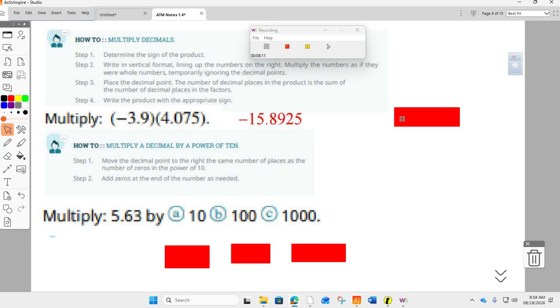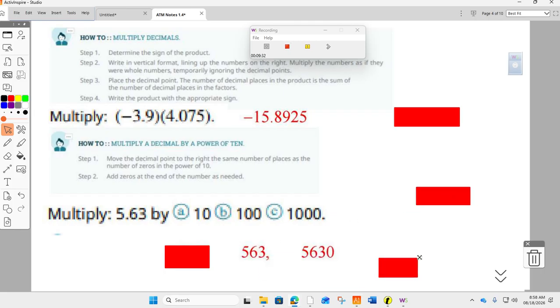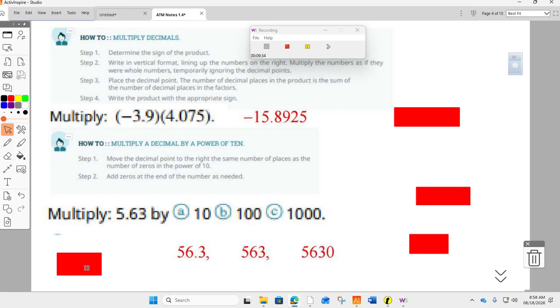So there's 1 zero, so you're going to move this decimal point one place. That's 56.3. Going to multiply it by 100. 2 zeros in 100, so there's 2 places, right? Same thing with 1,000, there's 3 zeros, so we're going to multiply it by 1,000 just by moving the decimal point 3 places. You can do the same thing if you're dividing by these powers of 10, but you move it to the left instead of the right, right?